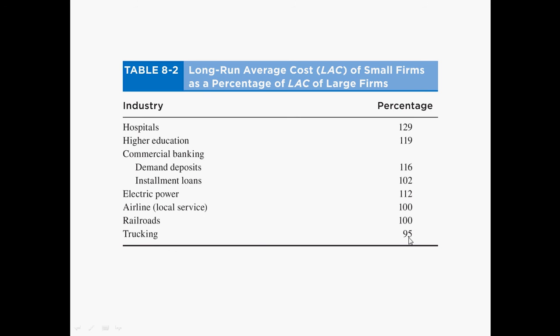Electric power, economies of scale. You get down here to trucking, there's actually diseconomies of scale. Small firms tend to have lower long-run average costs. So you can maybe see this. In trucking, it's a fairly simple business in a way. You're just basically taking a truck, packing it with a bunch of stuff, and driving it from point A to point B, and there's no real further gains from having a bigger truck. Well, those trucks can only be so large, so that's why I think you don't see economies of scale much in trucking.